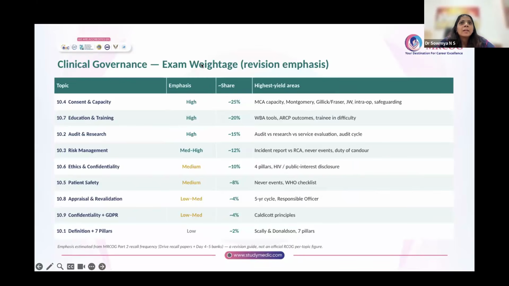Okay, like 5 questions. But if you're an overseas candidate, it is always about the concepts and a few things. If you are aware, I think you would do better, because 100% there are questions on consent and capacity, education and training. You could see the emphasis will be on these high yielding topics: audit and research, risk management, ethics, patient safety. They are all medium. Confidentiality and definition, they carry very less questions. So basically I am going to cover all these things, plus the recently tested concepts also will be covering.